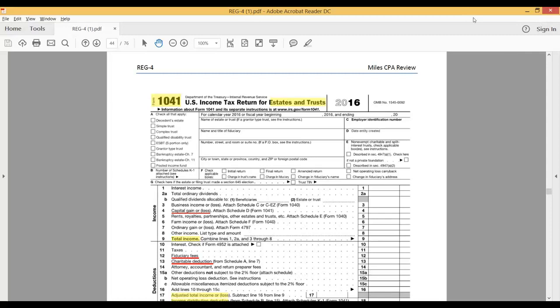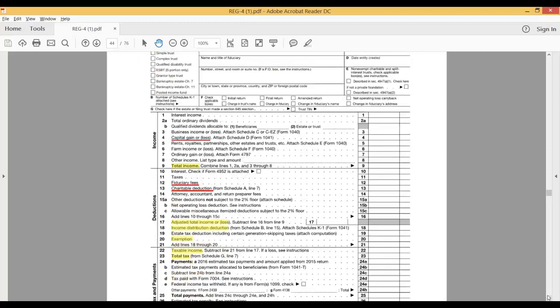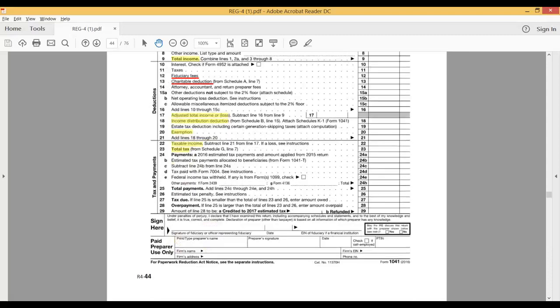Then you have your deductions. Your deductions include your fiduciary fees and charitable deduction. If you were a complex trust, you would get a charitable deduction. If you were a simple trust, you would not get it. So that's your fiduciary fees. Again, if you didn't take them on form 706, then you would take them here on form 1041. So you arrive at your adjusted total income, to which you calculate your IDD and put that here, your exemption, your total income, taxable income, and then your total tax.